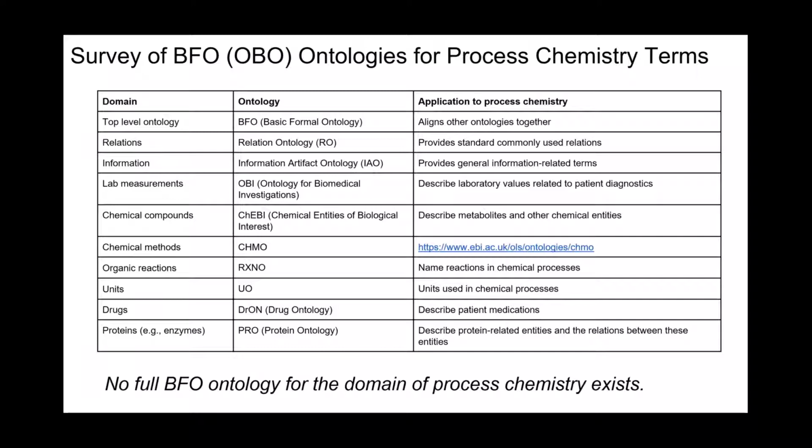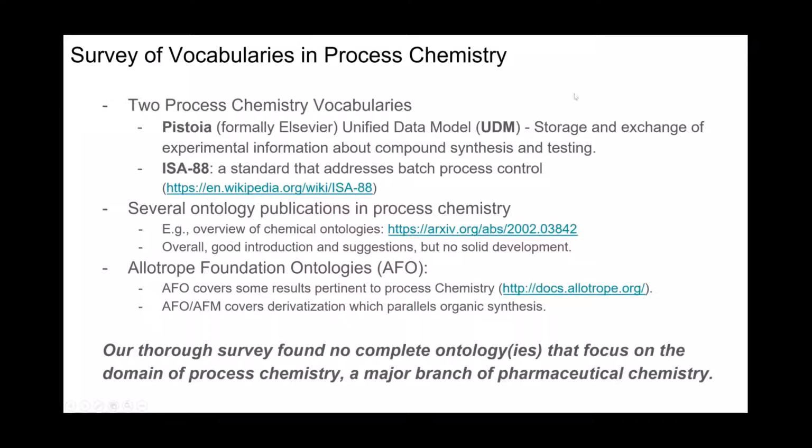Then we look at the OBO Foundry, and you can find many ontologies, as listed here, somehow dealing with process chemistry, like chemical compounds, chemical methods, or organic reaction, units, drugs and proteins. Those are somehow related to process chemistry. However, there's no single integrative, comprehensive ontology that is for process chemistry alone, right? As you see in the previous slides, we have a lot to do with process chemistry, but there's none in OBO to do so. Then we look back into vocabularies and terminologies. There are two process chemistry vocabularies which are famous and popular.